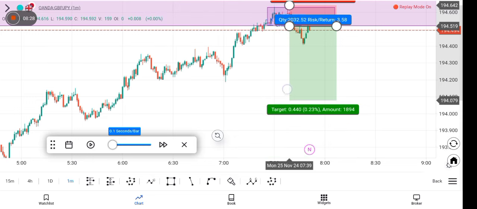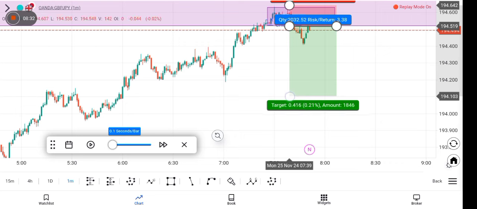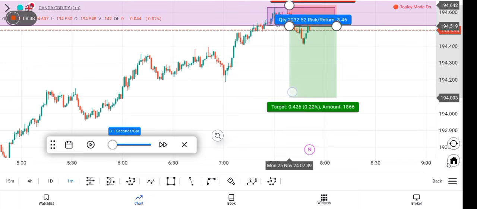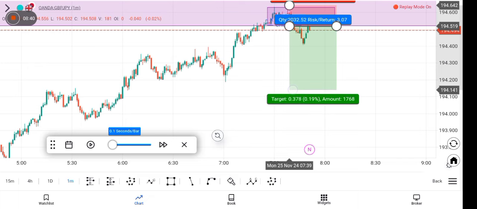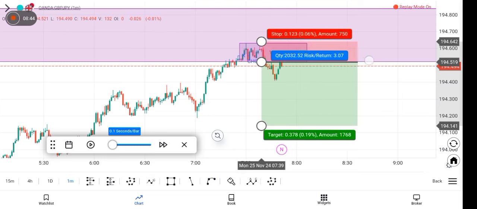Targeting 3RR should be your main target. Once price hits your 3RR, close 90% of your profit. Then you can break even and allow the rest to run. At that point, you know that you've secured something. So now that's 3RR, then you allow price to play out.